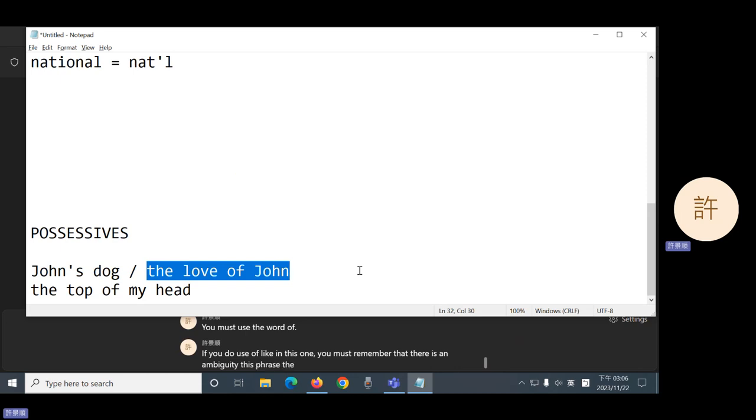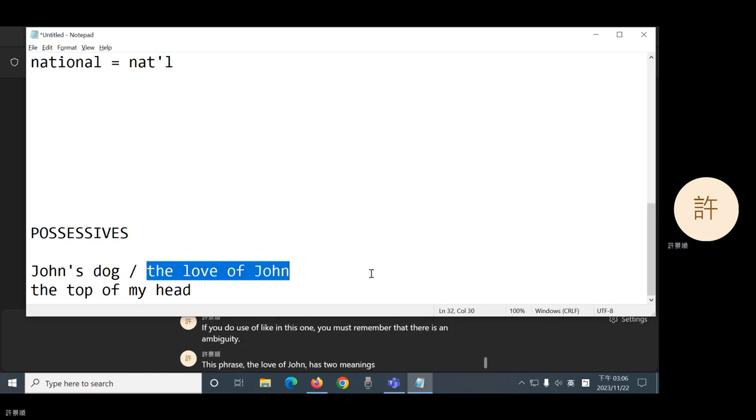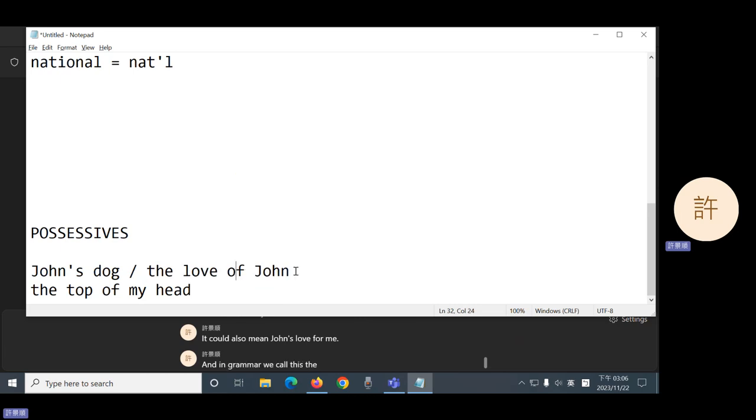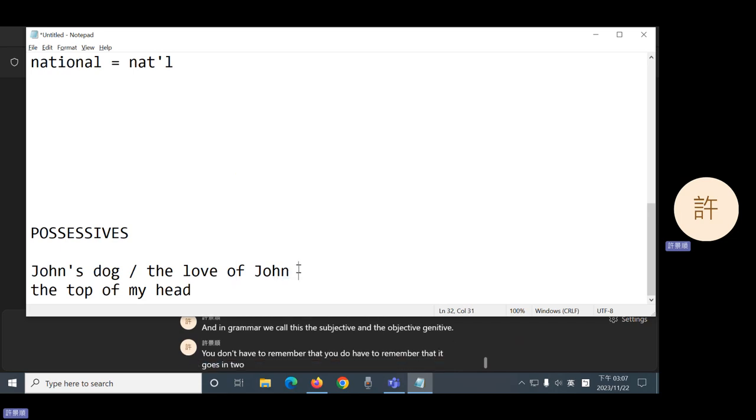This phrase, the love of John, has two meanings. It could mean my love for John. It could also mean John's love for me. And in grammar, we call this the subjective and the objective genitive. You don't have to remember that. You do have to remember that it goes in two directions. The love of John, does the love belong to John? Or is it love that I am giving John? So hopefully when you write something, this will be clear in the context. But you should remember that there is this ambiguity here.